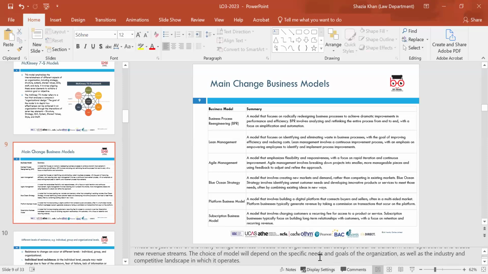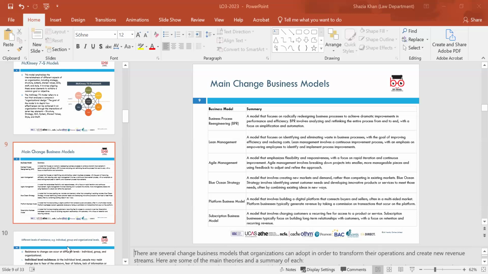Why is it important, Keith, to have different models in place? Does every organization fit into one model? Is it important to have different ones in place?